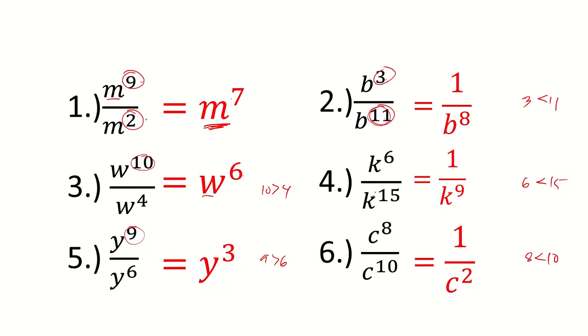Same here. k to the power of 15, mas malaki yung 15 kaysa sa 6. Ilalagay natin yung k sa baba. Dito, number 3, alam natin na yung w, mas malaki yung exponent niya compared sa nasa baba. So, ilalagay natin si w sa numerator din. Okay, then usual, subtract.